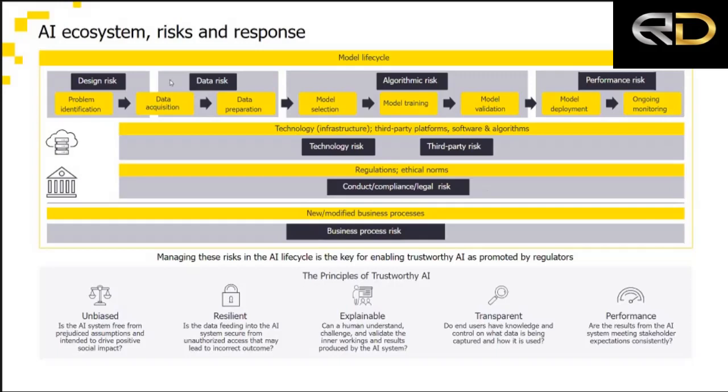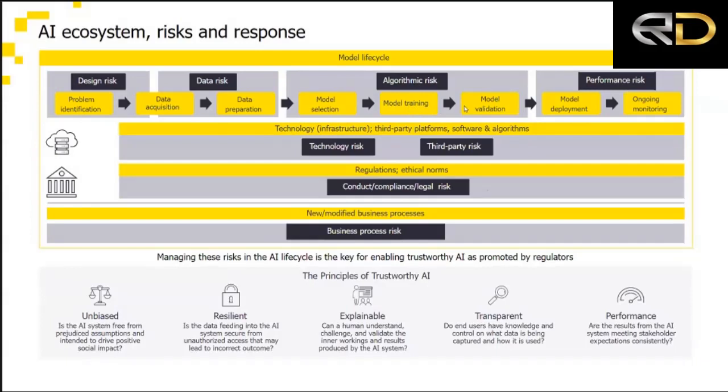So from the initiation stage in the model life cycle, we have design and data risk. I'm going to give you more models, but this is basically the data that is used for training. And then we have algorithmic risk, which is basically the way that the AI model is working. And then we also have performance risk.